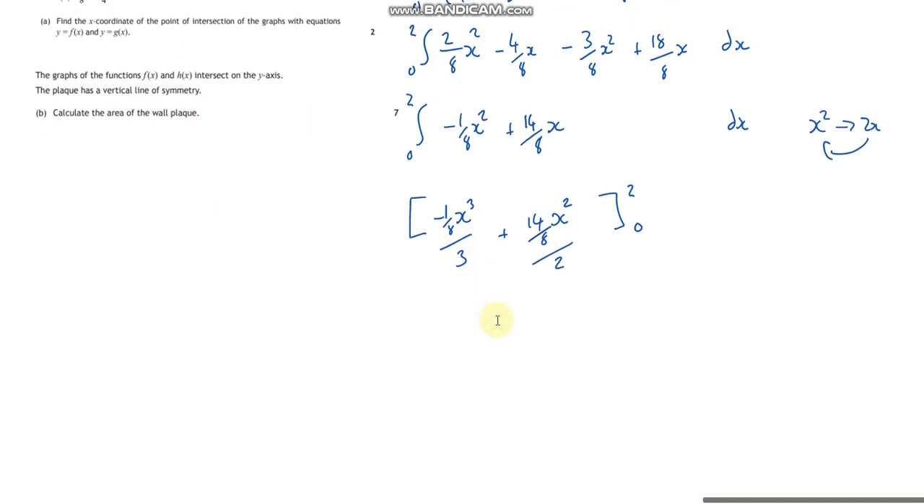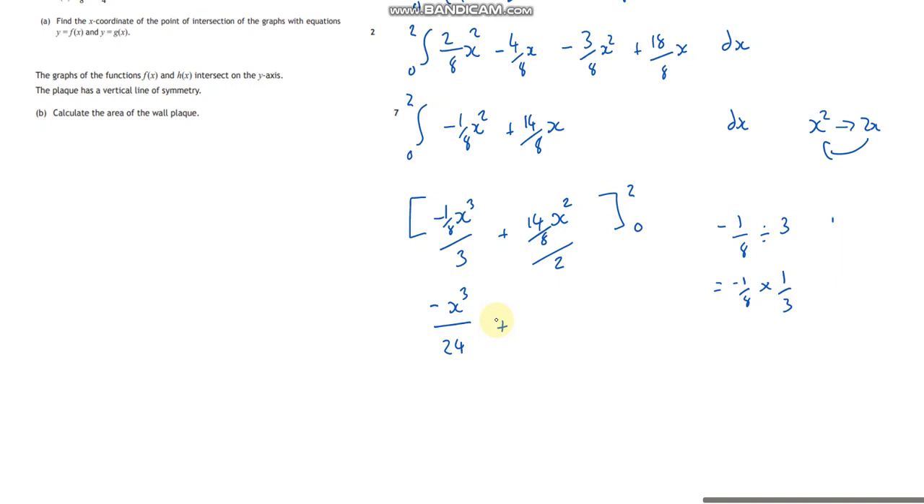So let's just tidy these up a little bit. That's a bit messy, isn't it? If I've got negative an 8 and I'm dividing it by 3, that's the same as negative an 8, change the sign and flip. So that's negative x cubed over 24.